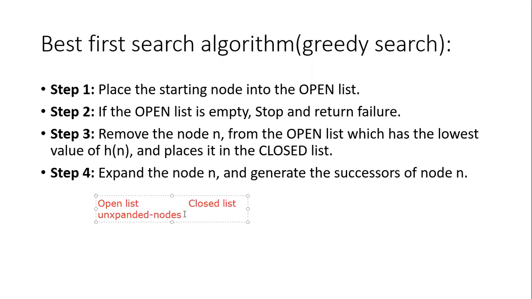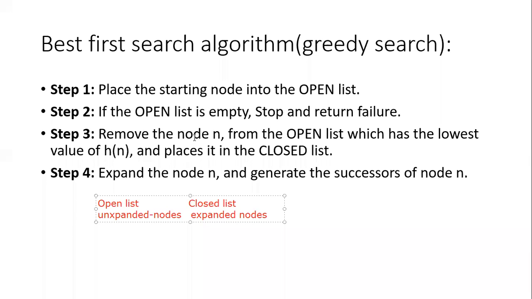Then in the closed list, those nodes which have already been expanded will be stored here. What I mean by expanded nodes is that that particular node has already been considered. So according to the algorithm, when we are starting, we are going to place the start node into the open list. Then we'll check if the list is empty. If the list is empty, that means there is no node to consider. But if it is not empty, we are going to go to step 3.